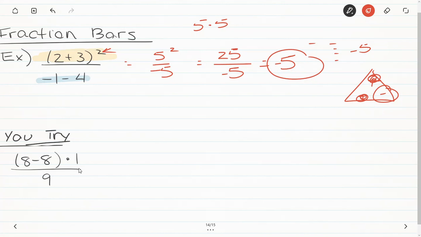The last one, I want you to try this one on your own. Solve all the top. You don't have to do anything on the bottom. Just solve all the top and then do the division. See if you can get your answer at the end.